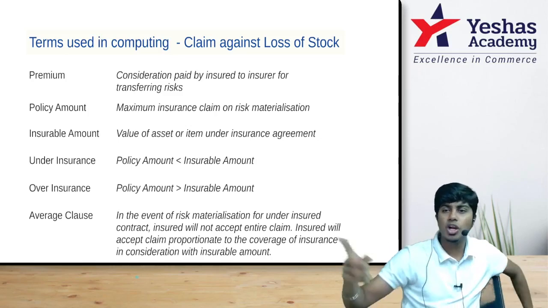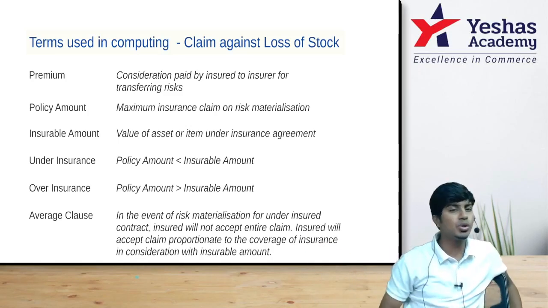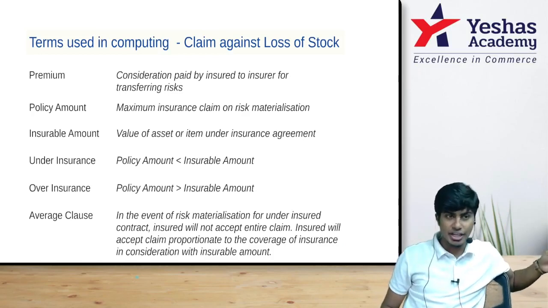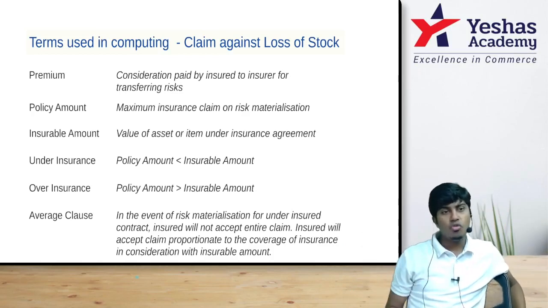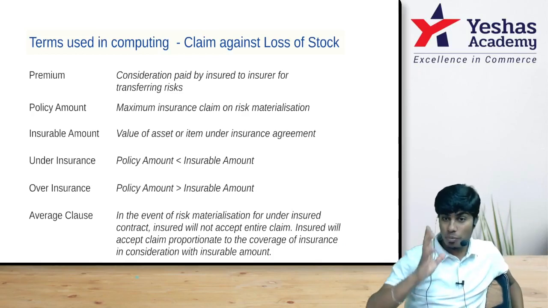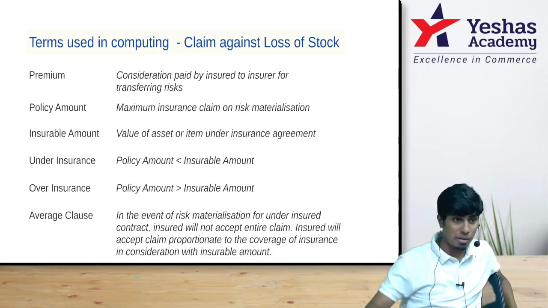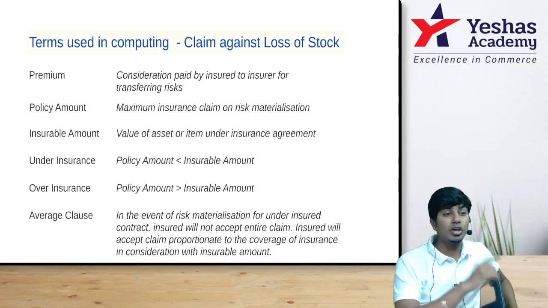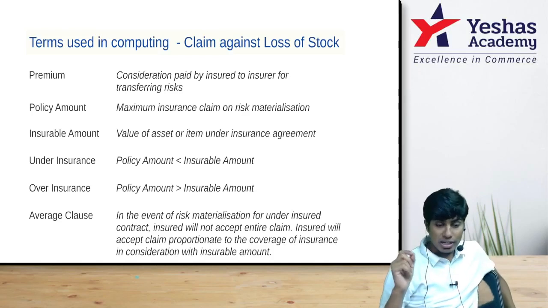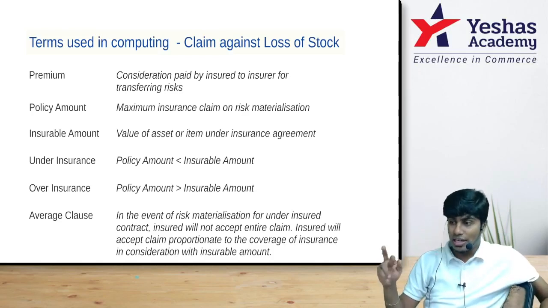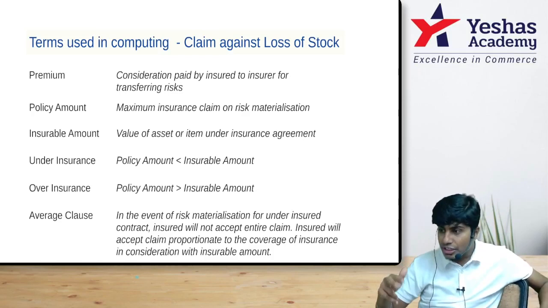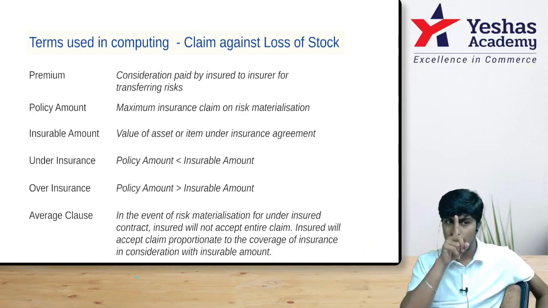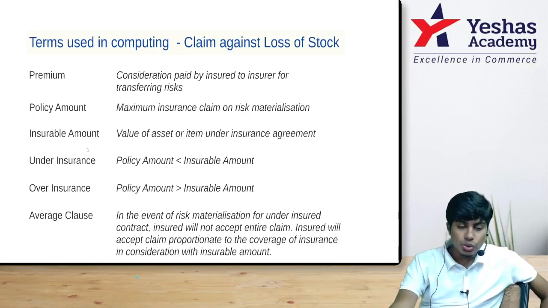Now, for example, I pay 1,000 rupees premium every month to safeguard the stock of rupees 1 lakh. If 1 lakh rupees worth of stock gets destroyed, the insurance company will give me 1 lakh. For that, I need to pay only 1,000 rupees. The 1,000 rupees I pay to the insurance company is the premium. The 1 lakh rupees the insurance company has to pay me if the goods get destroyed is the policy amount. Policy amount is the maximum insurance claim on risk materialization. If the goods get destroyed by fire, the risk will get materialized. The insurance company has to give us money. How much? 1 lakh.